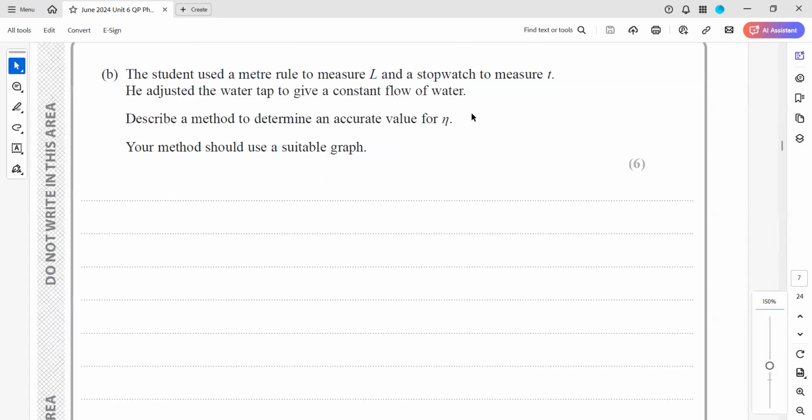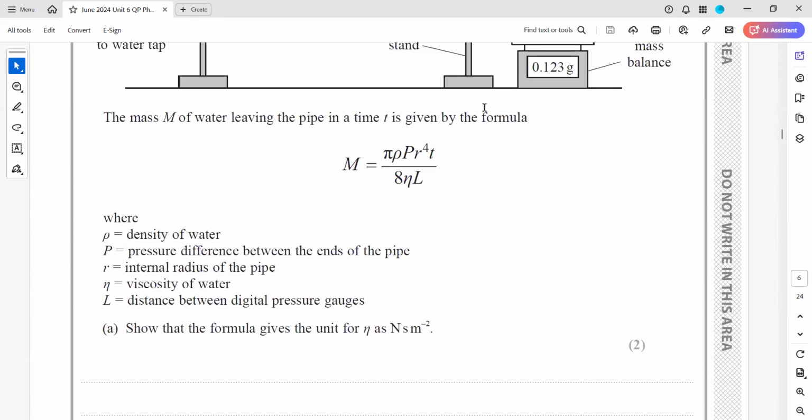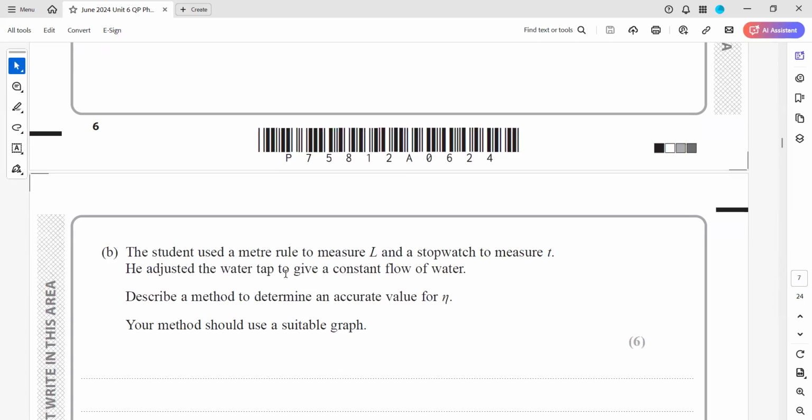A student uses a meter rule to measure the L and a stopwatch to measure a time. He adjusted the water tap to give a constant flow. Describe a method for measuring accurately η. Your method should include a suitable graph as well. Look, what is the equation for us here in this case? If we rearrange, because we want to find viscosity, and what the student is measuring, a length and a time, and he adjusted the tap to give a constant flow rate. So flow rate is not changing.